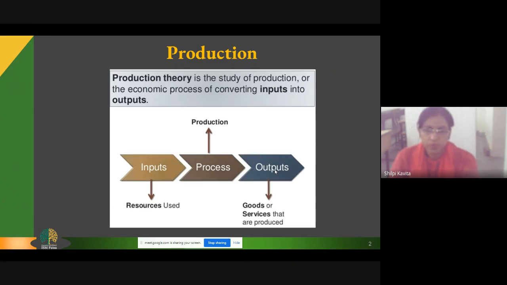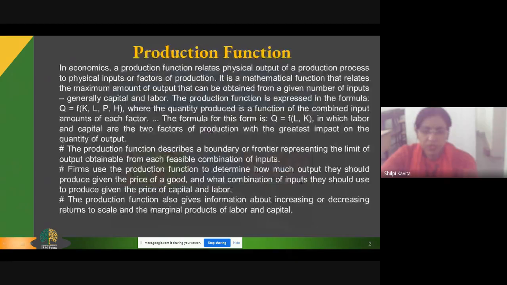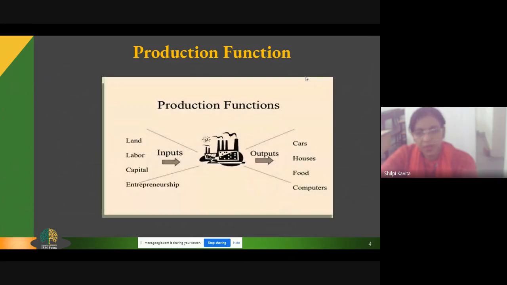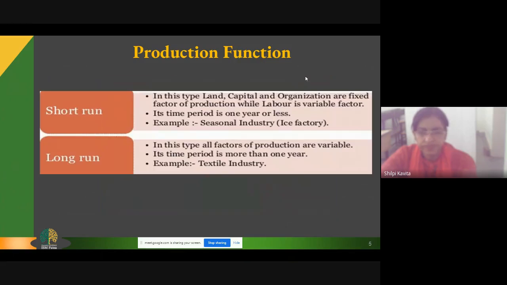As already told, production is a process of transforming input into output, or in other words, the resources used are transformed into goods or services that are produced. Production function depends on land, labor, capital, and entrepreneur. And we can see the transformation of these inputs into output, and output can be cars, houses, foods, computers, edible items, clothing, shoes, bags, etc. It can be any goods or services.